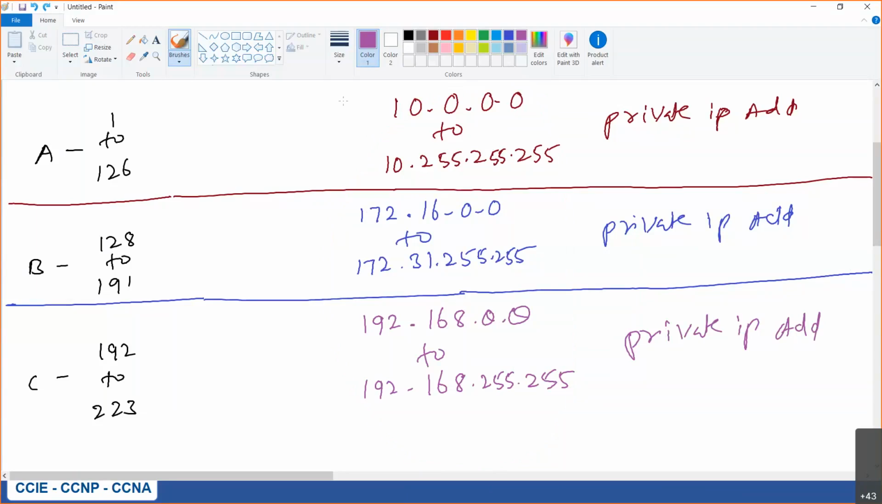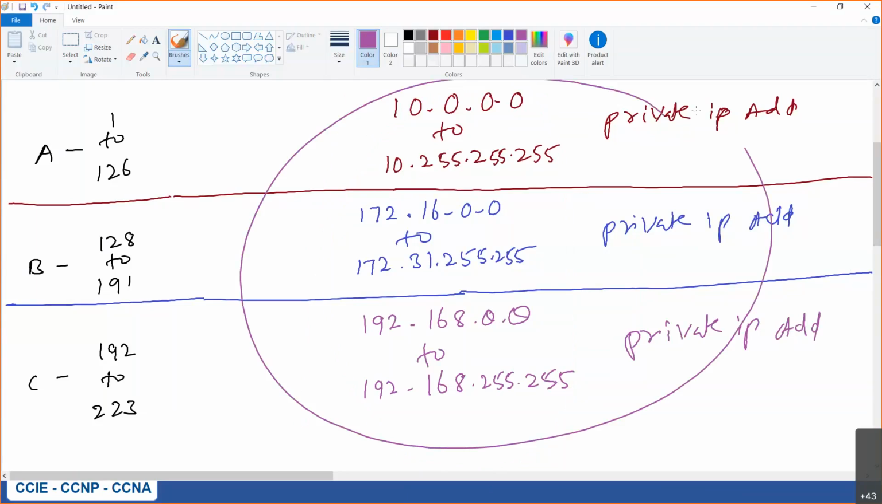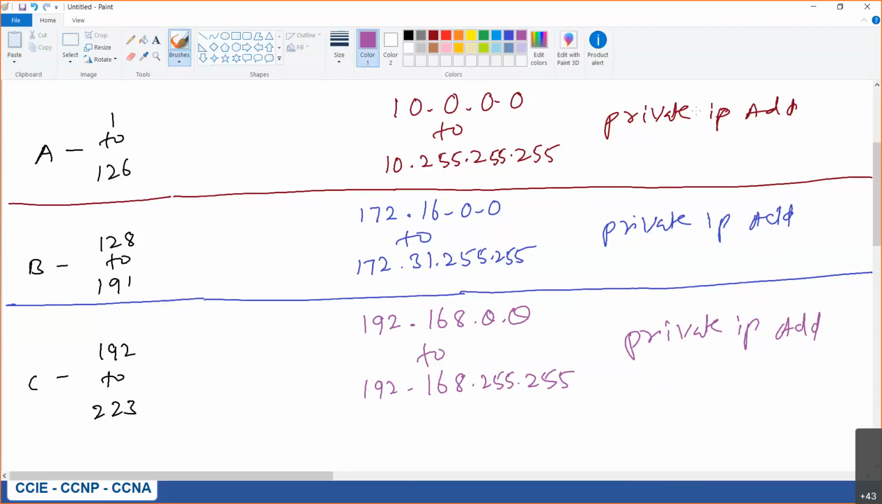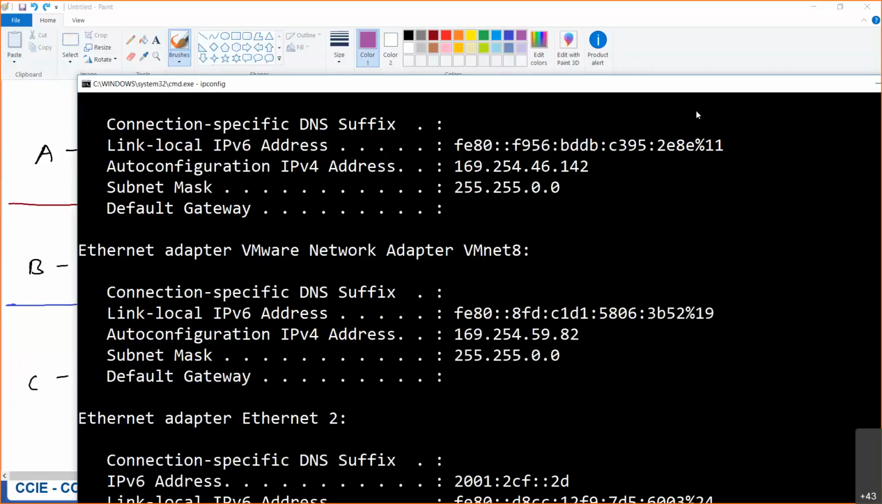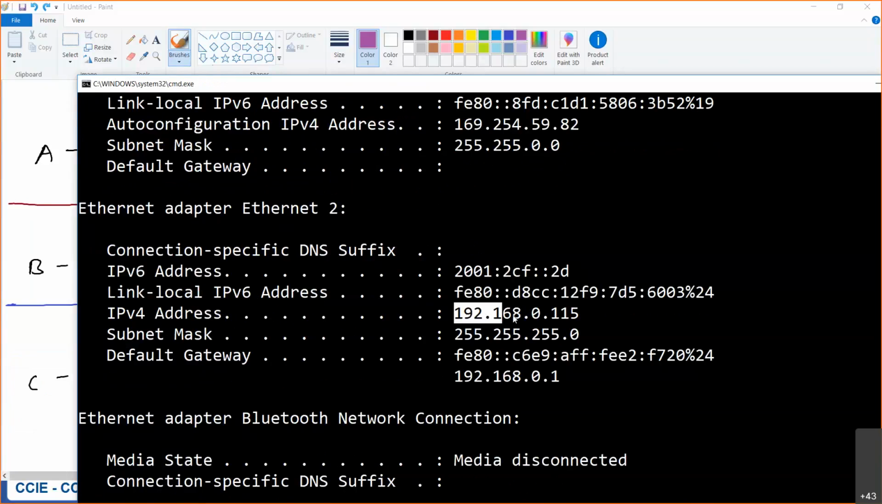So these ranges you need to remember, guys. Other than this range, any IP address is public IP. Remaining all, the ISP will provide. You need to purchase the remaining IPs to access the internet. So let me check for my computer. My computer is using, ipconfig, 192.168.0.115. Is it private IP or public IP?